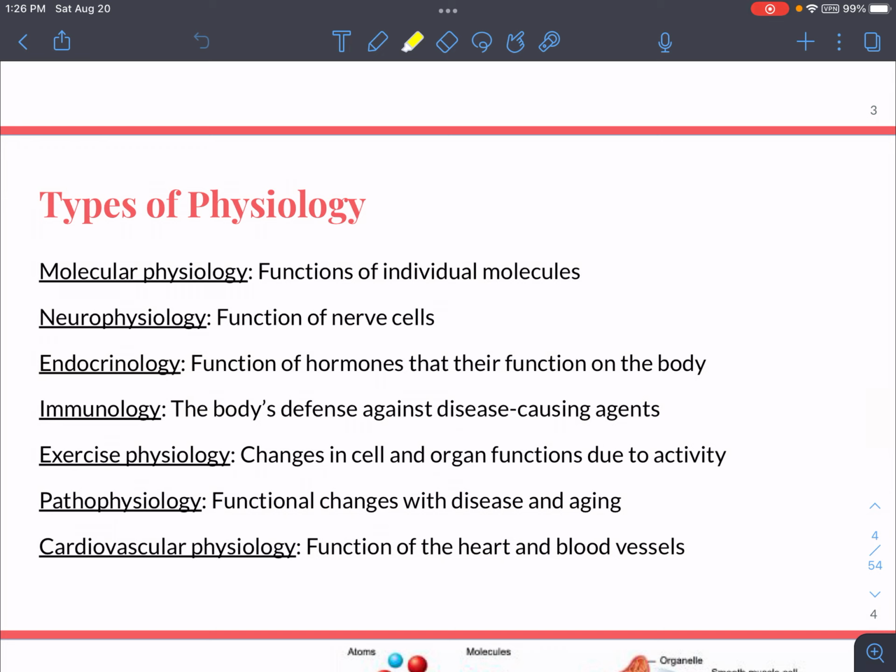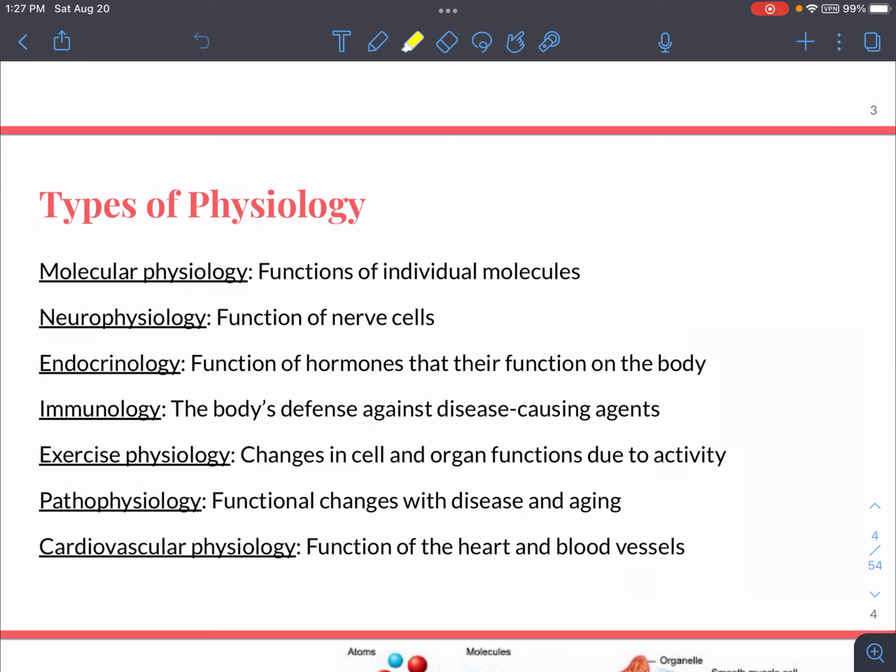We have pathophysiology, which is functional changes with disease and aging. So what happens to your body when you get cancer? You get a burn. That's still pathophysiology, because that affects the skin. What happens if you have diabetes? What does that do to the body? That's all affected in pathophysiology.